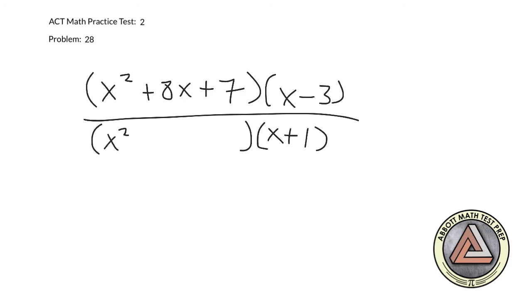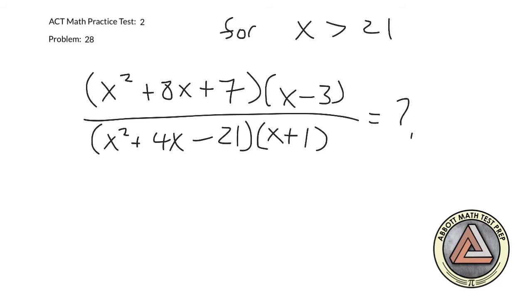X squared plus 4x minus 21. Now, it's often the case that when they say something like for x greater than 21, that could be their way of saying, like, don't worry, there's no value in x that would cause this whole thing to be undefined, okay? It's often the case that when they say things like that, that's their way of saying proceed as normal, don't worry about it, this fraction is not undefined.